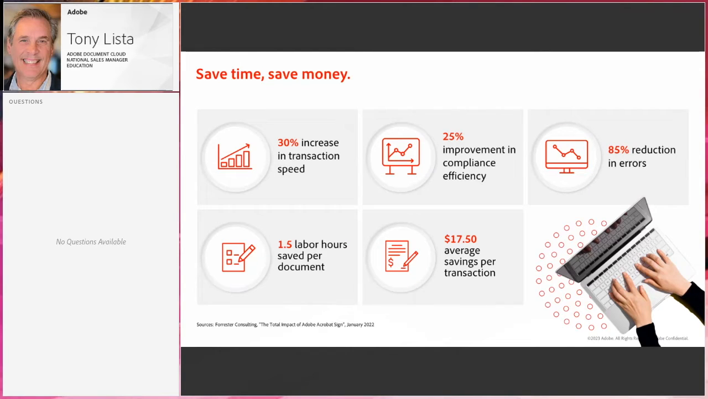Again, Forrester helped us out with this consulting work, 2019, 2020. And this is across all industries, not necessarily education, not necessarily nonprofit, or not necessarily commercial, all businesses. When they moved to digital documents using electronic features of Acrobat or Sign, these organizations on average saw a 30% increase in transaction speed, $17.50 average savings per electronic document, and an 85% reduction in errors.